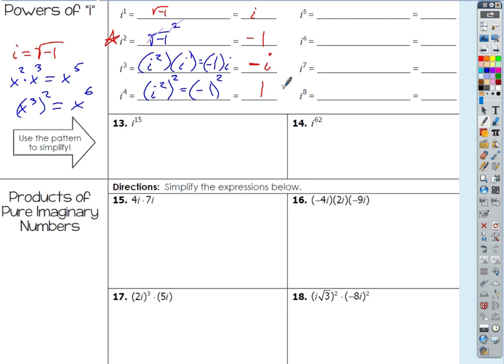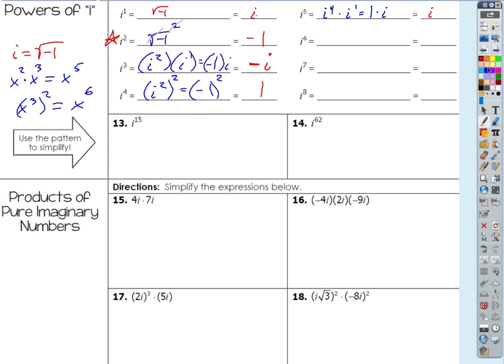I to the 4th is equal to 1, isn't it, right? So why not write I to the 5th as I to the 4th times I to the 1? What's I to the 4th? 1. 1 times I to the 1. Well, that's just equal to I. What do you know? I got the same thing there that I got there.